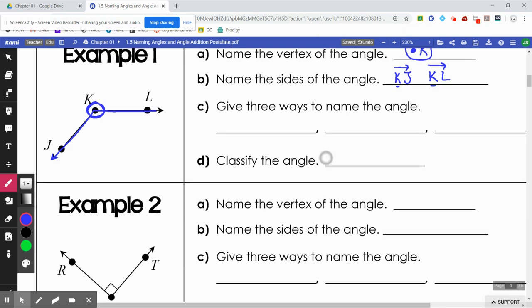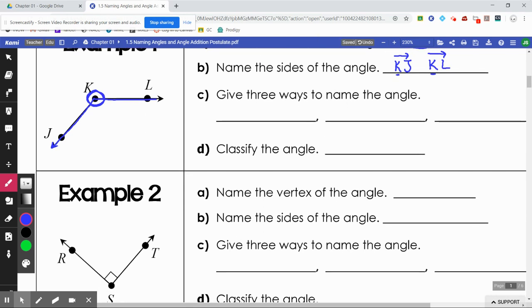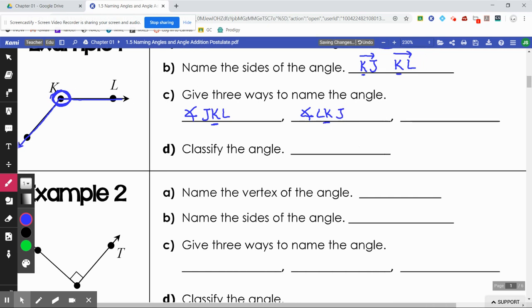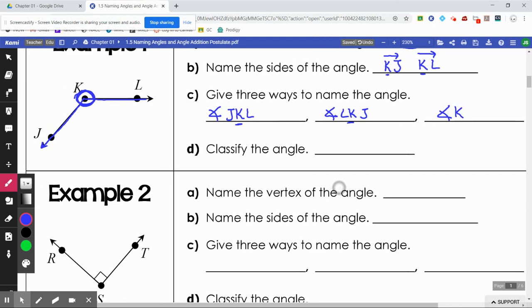You have three ways to name this angle. Make sure, once again, that your vertex is in the middle. We could do J, K, L. K's in the middle. We could go in the other direction and name it angle L, K, J. K's in the middle. But this is the only angle at that vertex, so we can just say angle K since it's the only one.